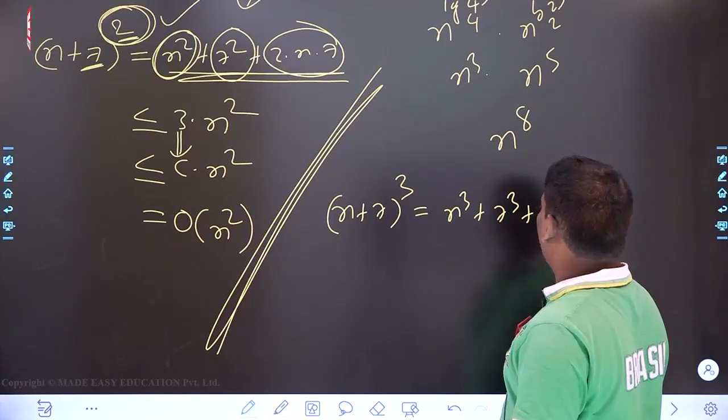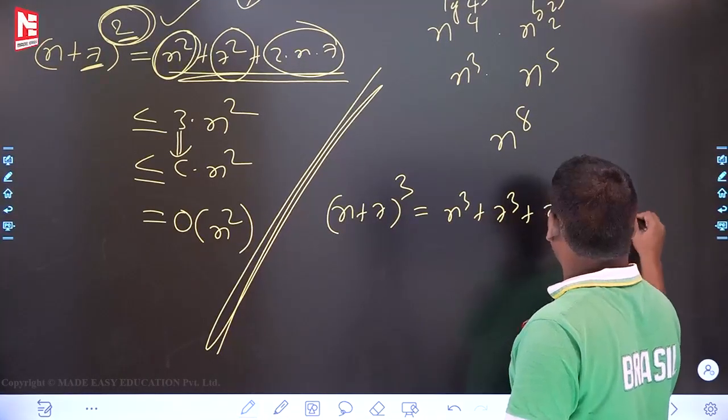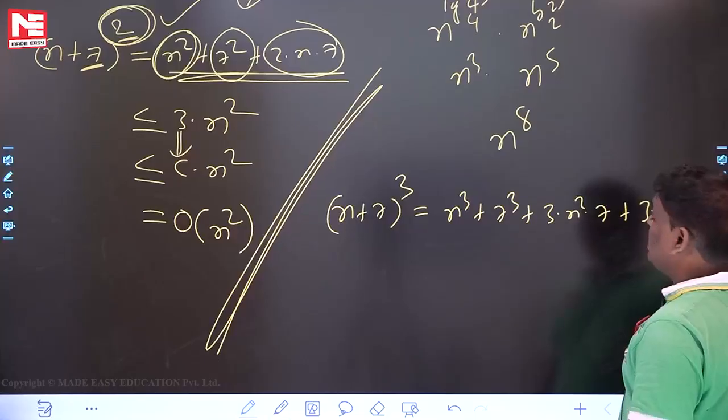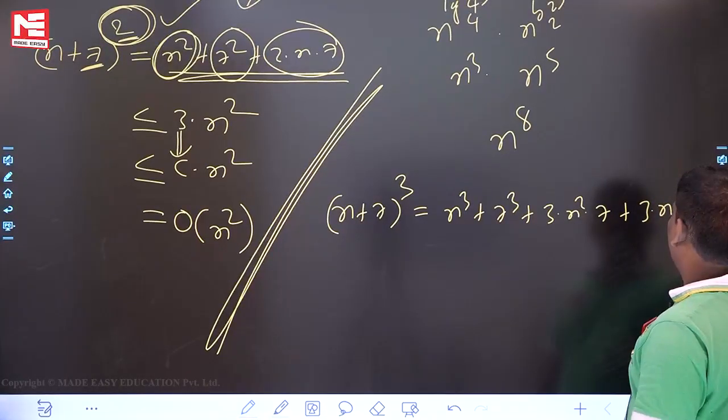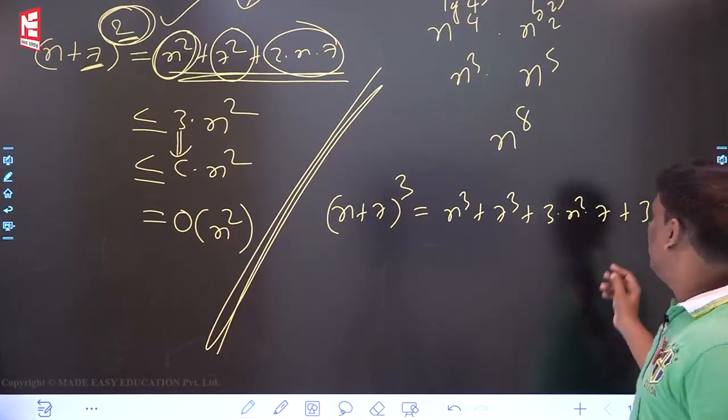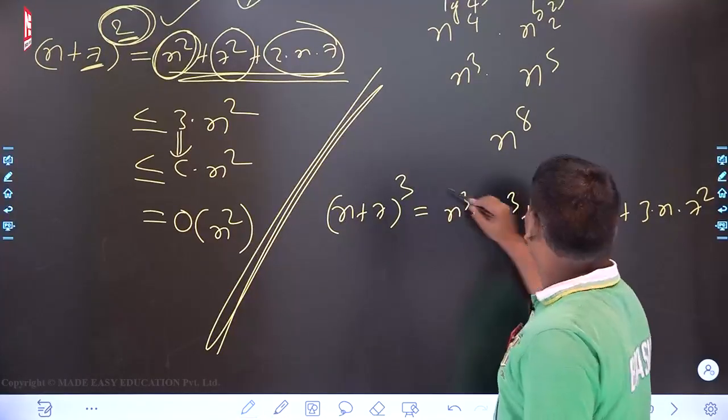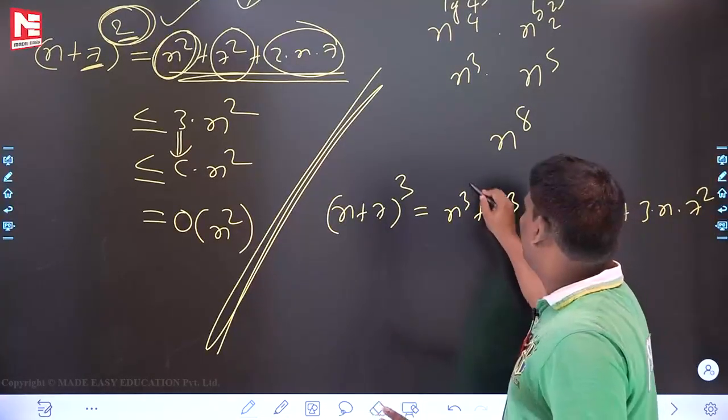Next one, 3a square b, 3n square 7. Next one, 3a b square, 7 square, like that. How many terms are there? 4 terms, right? So whole cube has 4 terms, it's okay. Among all the 4 terms, who is the bigger one?